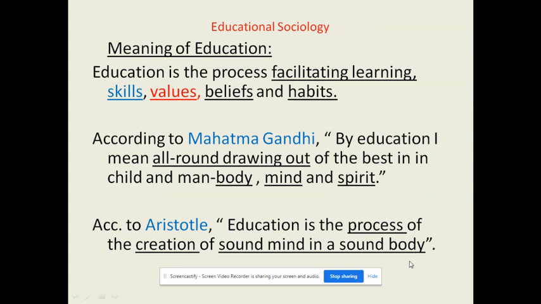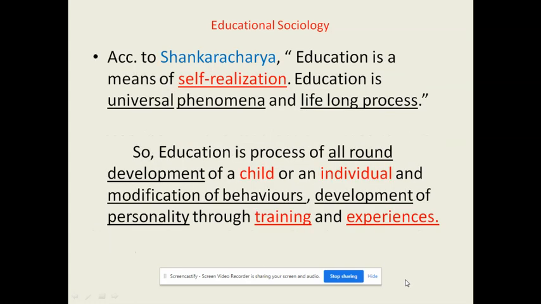Meaning of education. Education is a process facilitating learning, acquiring knowledge, skills, values, beliefs, and habits. According to Mahatma Gandhi, by education, I mean all-round drawing out of the best in child and man, body, mind, and spirit. According to Aristotle, education is the process of the creation of a sound mind in a sound body. Next, according to Shankaracharya, education is a means of self-realization. It is a universal phenomenon and lifelong process.